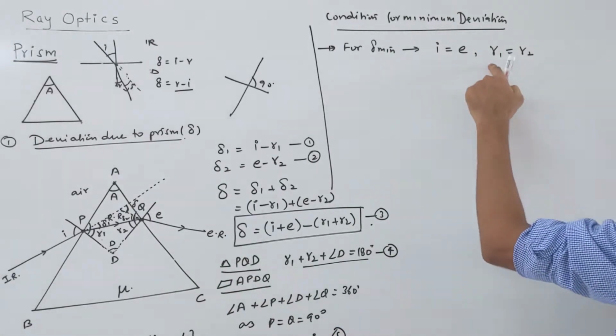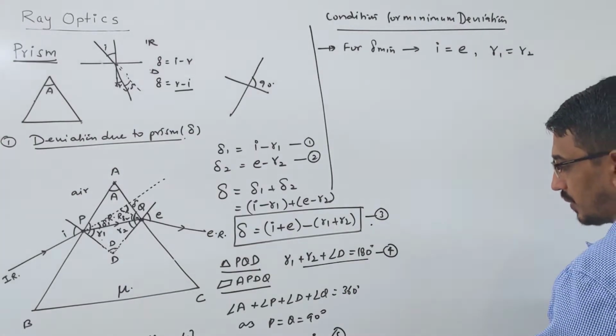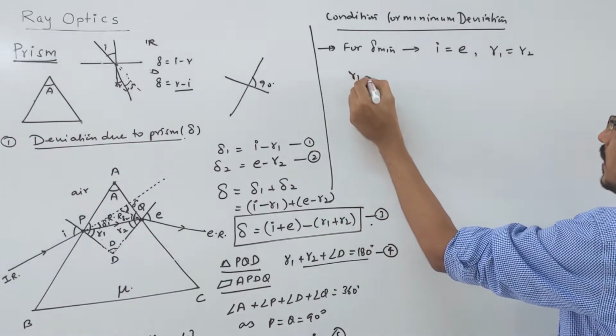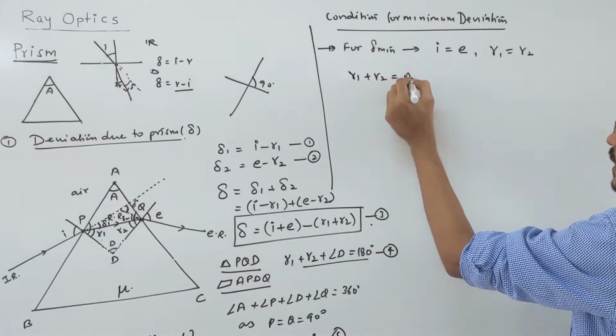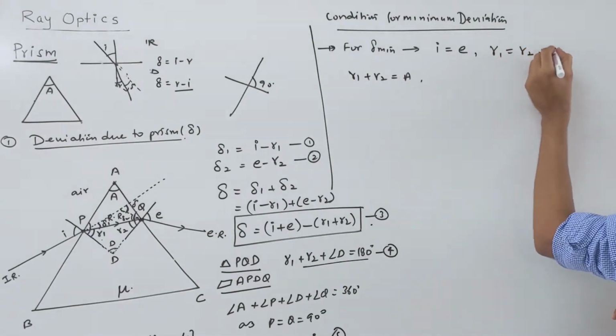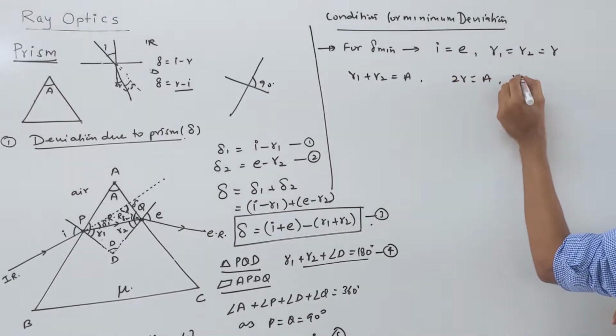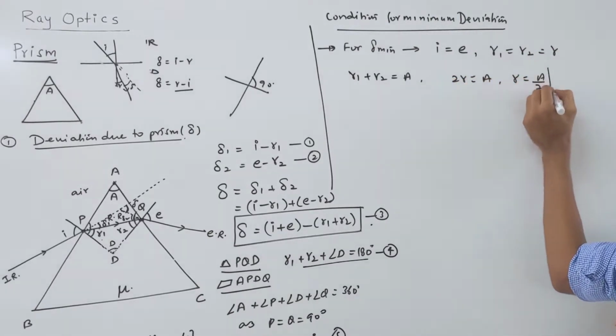So when we apply this condition, what happens? Look at this equation. R1 plus R2, as you said, is equal to A. Suppose these two are equal, let's call them some value R itself. Then 2R should be equal to A. So R should be A by 2. This is one result.